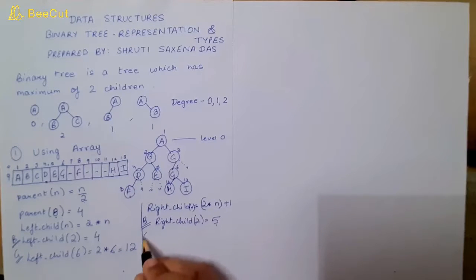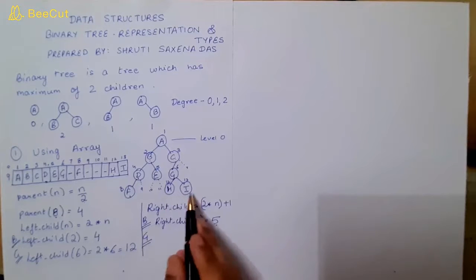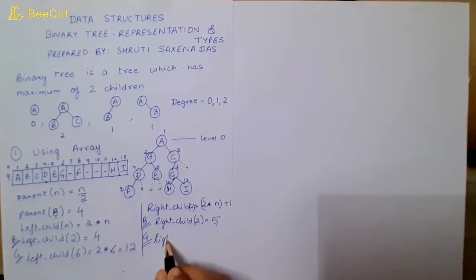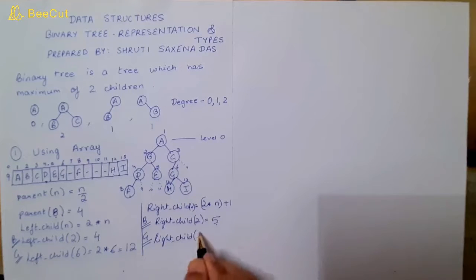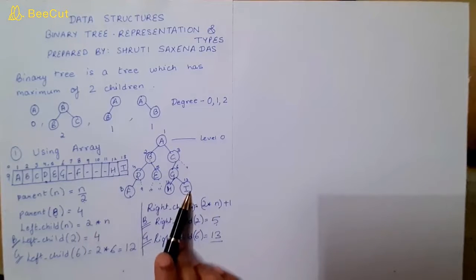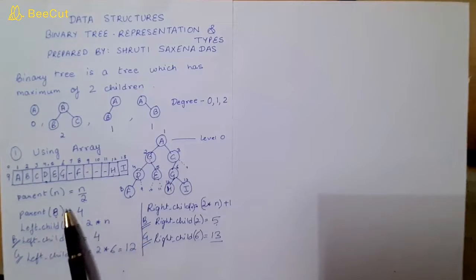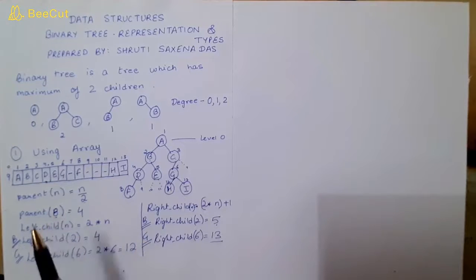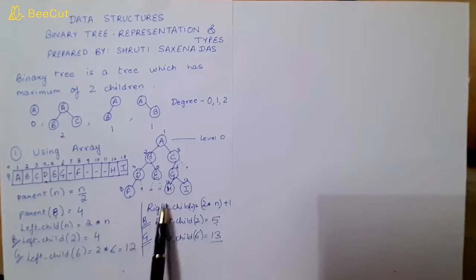Okay. Similarly for G, the right child: what is the index value of G? It is 6. So put the value here, n as 6. So 2 into 6, 12 plus 1, 13. Who is present at 13? I. I is the right child for G. So using these things, we can easily find out who is the parent of which node, who is the left child, who is the right child.